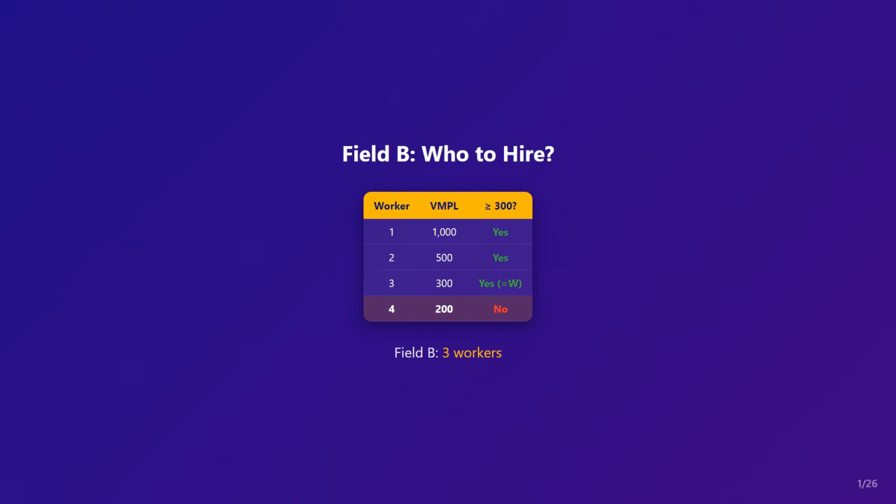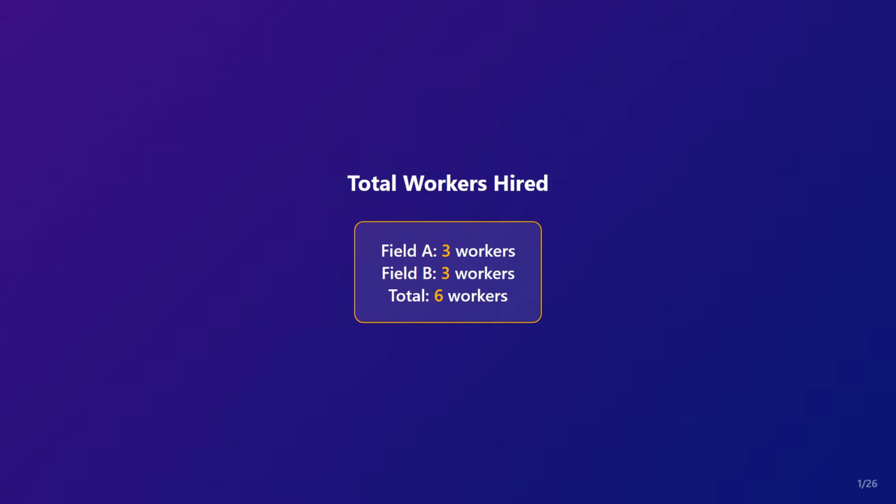Calculating profit. Now we calculate profit from each field. Profit in Field A, 3 workers produce total output of 1000 kilograms. Revenue, 1000 times 10 equals 10,000 shekels. Wage expenses, 3 times 300 equals 900 shekels. Profit, 10,000 minus 900 equals 9,100 shekels.